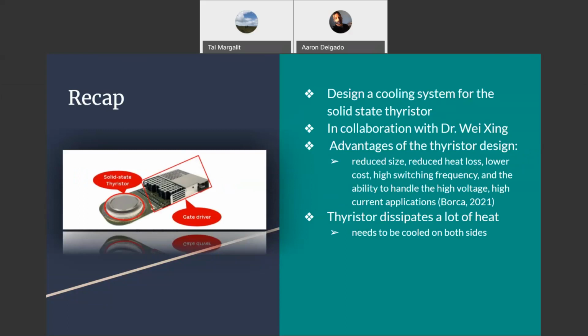To recap the previous mini project, we had designed a cooling system for a solid-state thyristor in collaboration with Dr. Wei Singh. This thyristor has several advantages that set it apart from others: a reduced size, a lower cost to produce, a high switch frequency, and the ability to handle high voltage for high current applications. Therefore, it goes without saying that this thyristor dissipates a considerable amount of heat from both sides, which is where the heatsink that we designed was used.